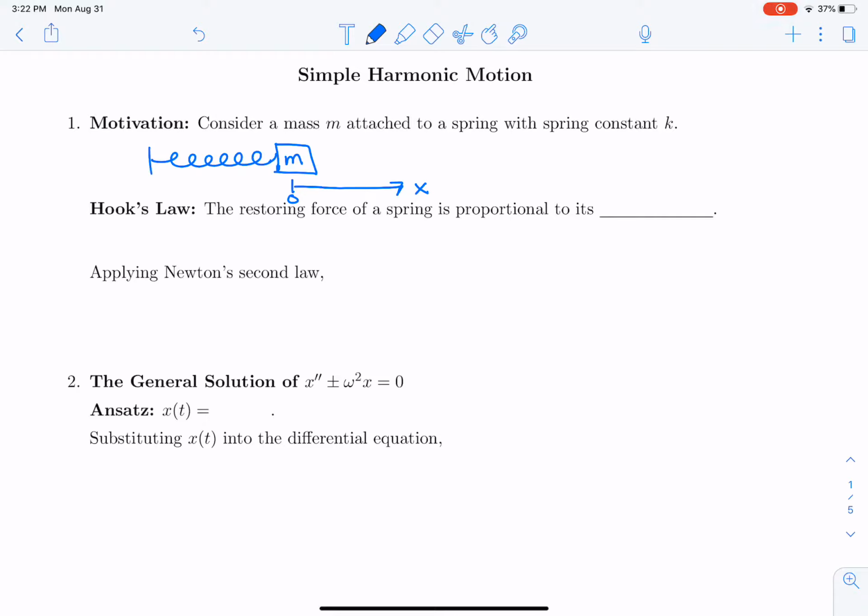And essentially, I'm going to displace that spring. I might stretch the spring, or I might compress the spring, and then I want to describe the behavior of the mass on the spring. A key fact that describes the movement of the mass on a spring is Hooke's law. The restoring force of a spring is proportional to its displacement.